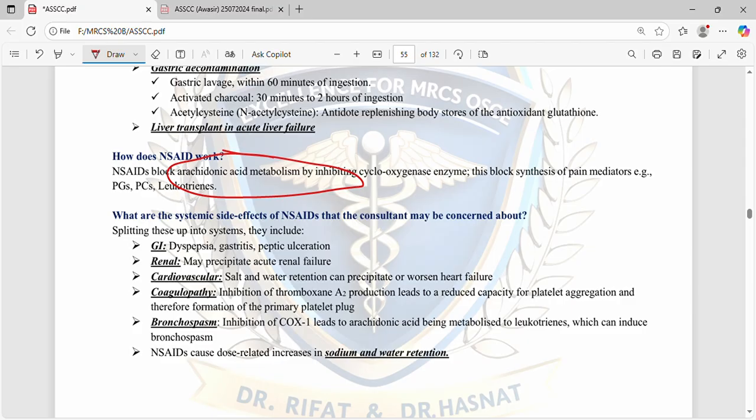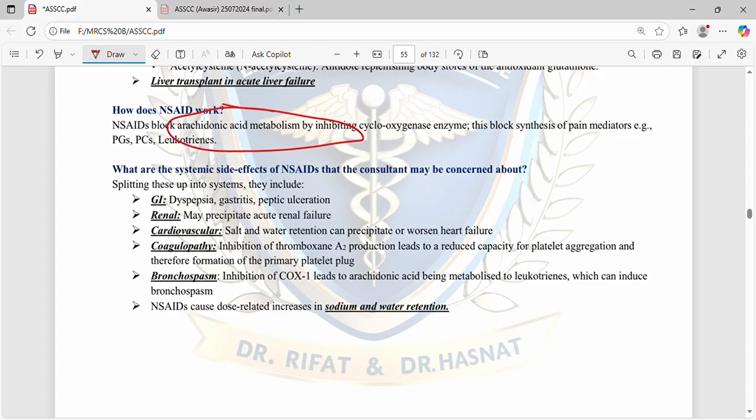Coagulopathy: inhibition of thromboxane A2 leads to a reduced capacity for platelet aggregation and therefore formation of the primary platelet plug. So basically, this is dysfunction of the platelets, and aspirin is the only one which causes irreversible thromboxane inhibition. The rest are reversible. So this was all about pain management.